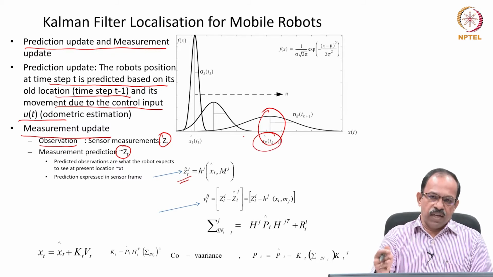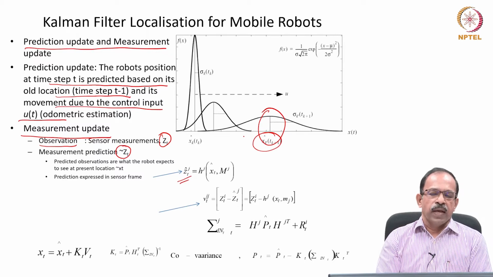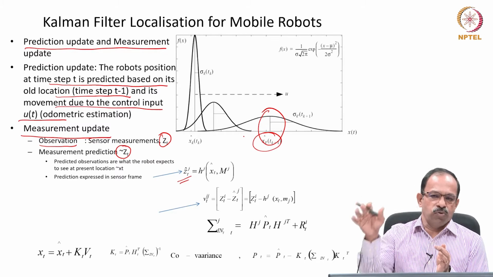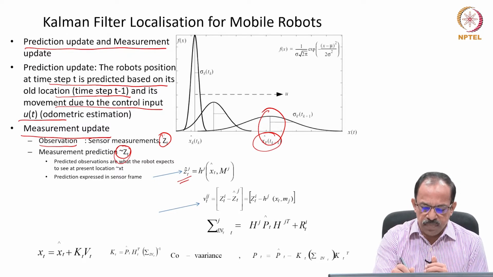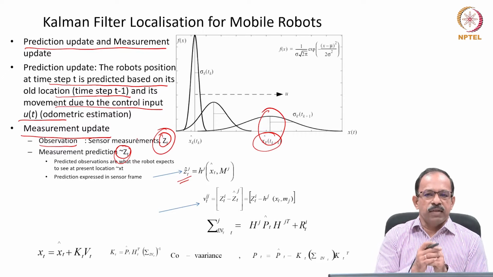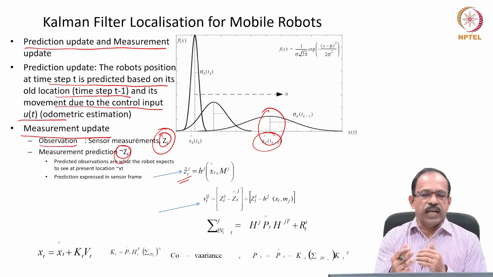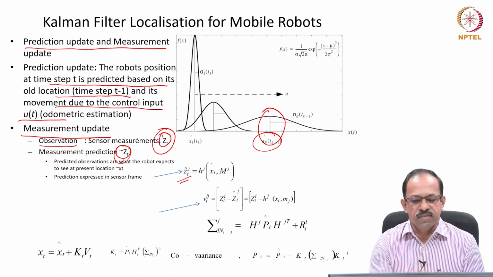If the robot is actually exactly at that position, what is it supposed to see based on the map information? The map has some features, and if the robot is at that location, then as per the map it is supposed to see something, and that is this Zt hat. And this is the Zt, which is basically what the sensor is actually seeing. So there are two things: what the robot is actually seeing, and what the robot is supposed to see, that is the Zt and Zt hat.